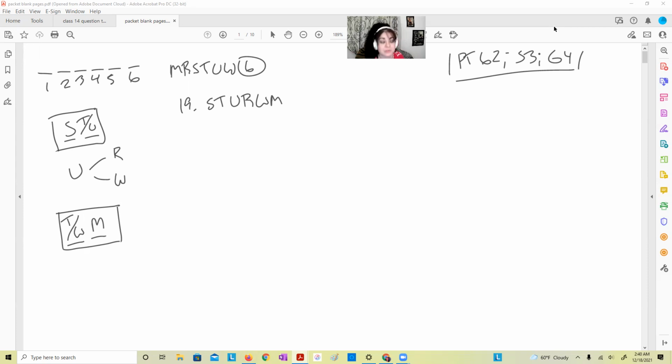This is a one-to-one distribution, and my base is just going to be my number line. So I have 6 spaces, and I have 6 variables. My variables are denoted by M, R, S, T, U, and W. Those are our initials. And then these are our rules.